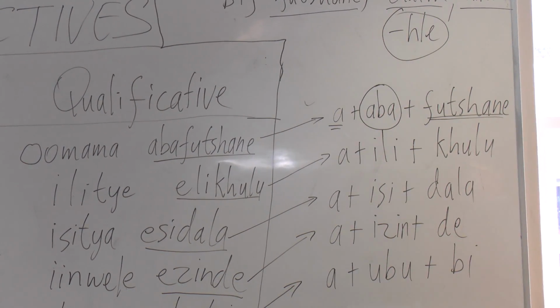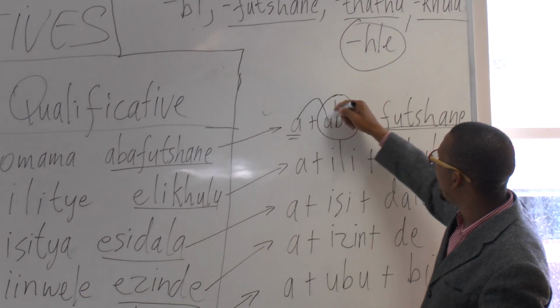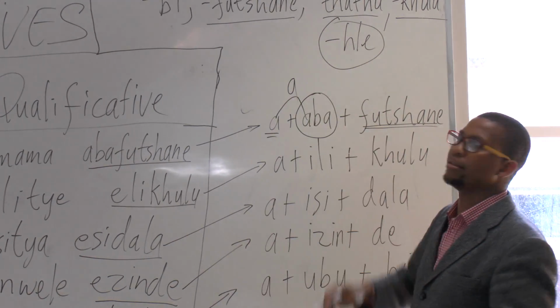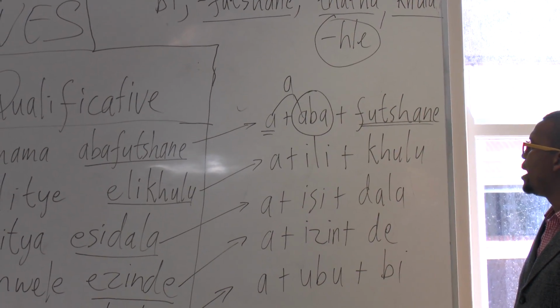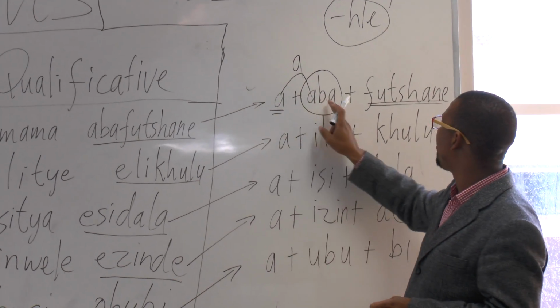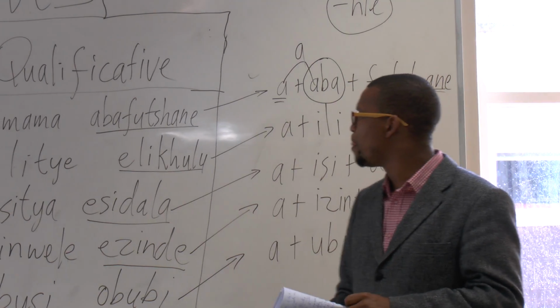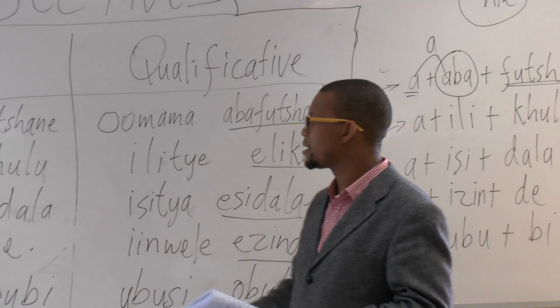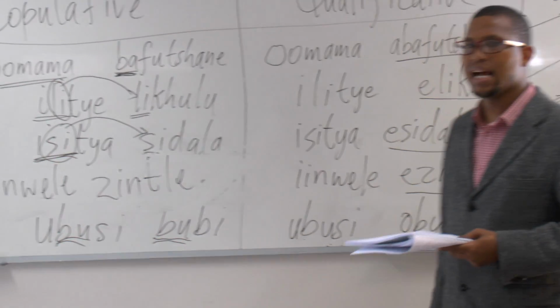O mama, aba. Then in this case, when you combine A plus A, you get A. A plus A gives us A, and then it becomes O mama, aba, fuchane. That's it. Then, let's go to class 5. Class 5, the class of ili.